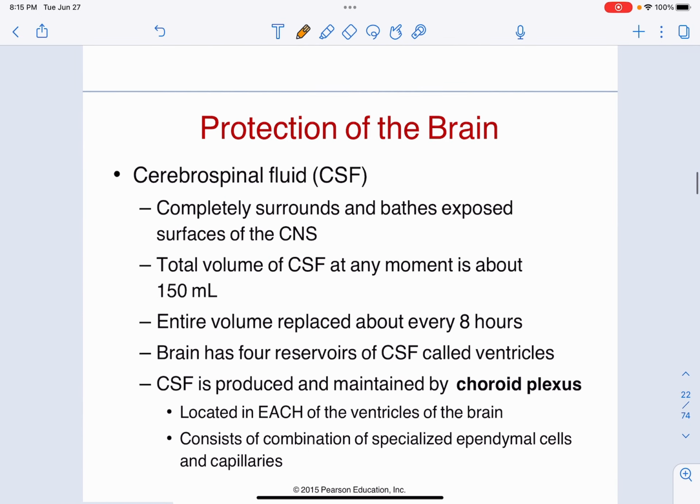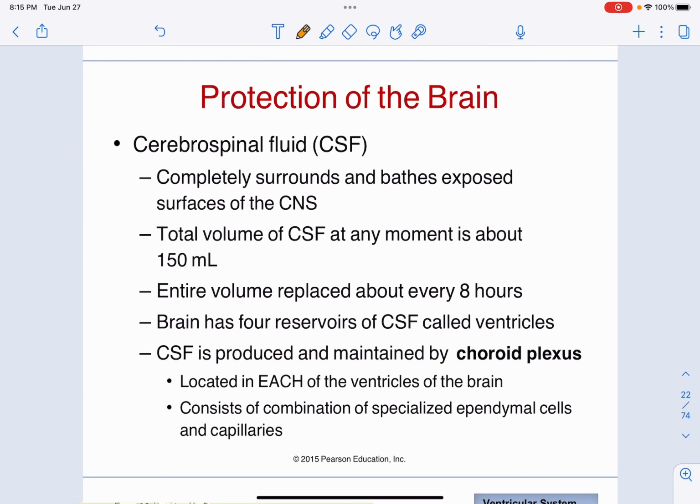So if you remember, we talked also about cerebrospinal fluid, and we talked about it in respect to the spinal cord. Now we're going to talk about it with respect to the brain. And it is going to completely surround and bathe the exposed surfaces of the brain. So we talked about it being in the subarachnoid space and the central canal of the spinal cord. And this is all continuous with the subarachnoid space of the brain, okay? It is one narrow space.